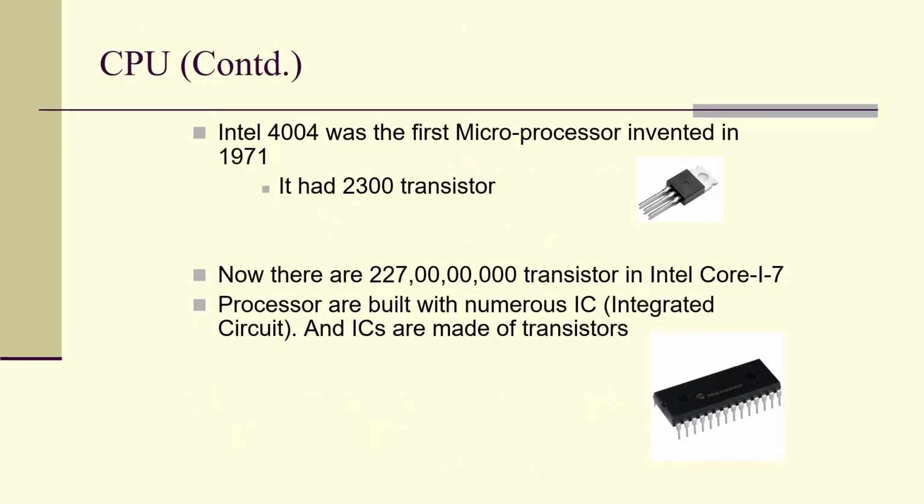Intel 4004 was the first microprocessor, which was invented in 1971. It had around 2300 transistors. Now there are 227 crore transistors in an Intel Core i7 processor. Processors are built with numerous ICs, meaning integrated circuits, and these ICs are made of transistors.